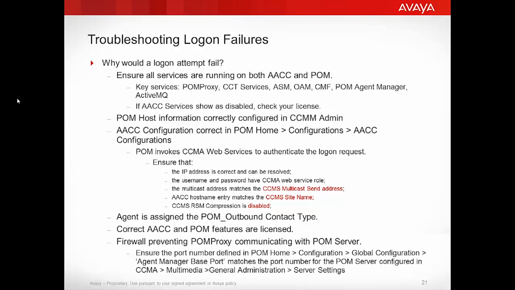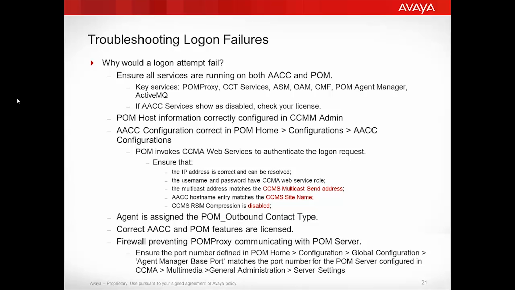If the AACC services show as disabled, you should check your license. We need to make sure that the POM host information is correctly configured in CCMM admin. So AACC needs to know the address of the POM server, and that's the host information that's defined in admin. We also need to make sure that POM is aware of the location of the AACC server. So in POM home configurations, AACC configurations, we have the AACC hostname.